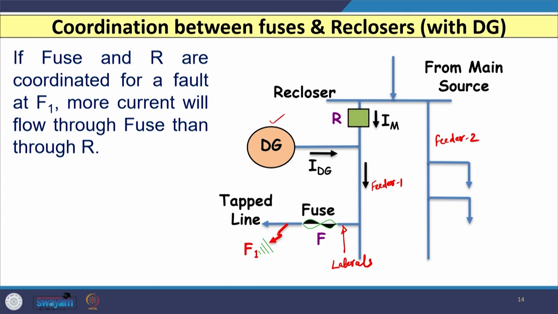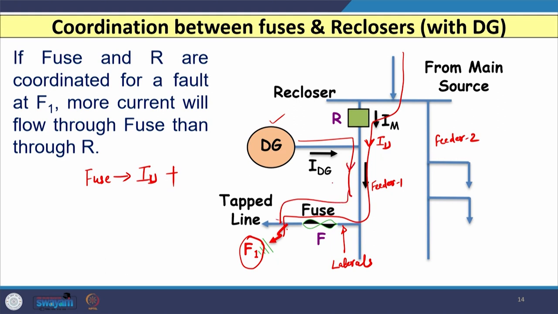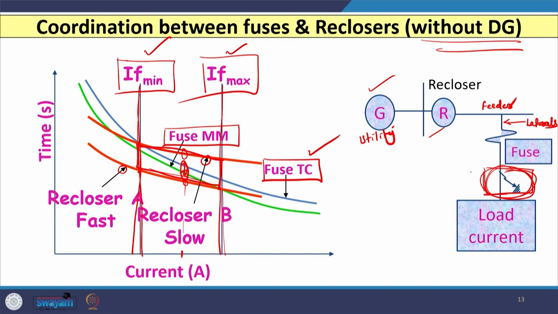For any fault on the lateral, whenever a fault occurs at F1 in this lateral, now when the DG is connected, the current that flows through the fuse is different. The current that flows through the fuse is the utility current, which is provided from this side, I utility, plus the other current provided by this DG. So, I DG will also flow through the fuse, whereas the current that flows through the recloser is only I utility. In the earlier case when there is no DG, for any fault on the lateral, the current flowing through the recloser and fuse is the same. So, there would not be any issue of coordination between recloser and fuse, and within these two vertical bars we can easily coordinate both recloser and fuse.